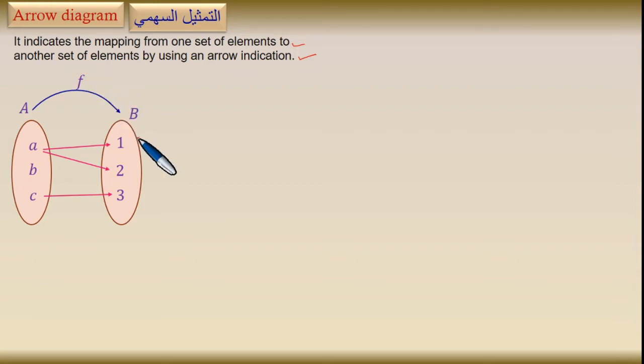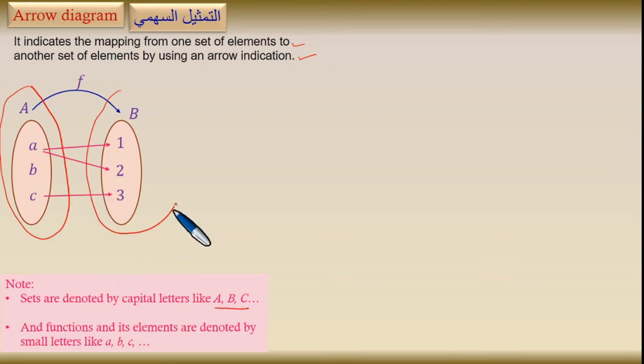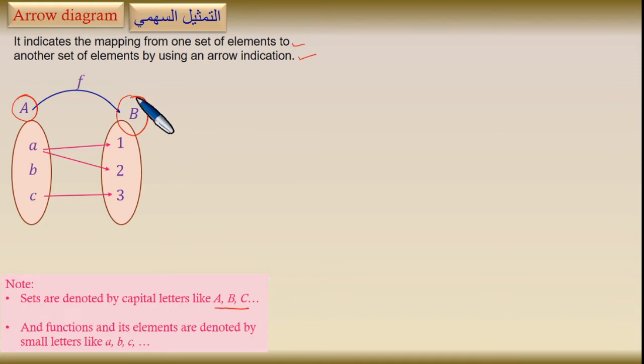So here you have to note that sets are denoted by capital letters A, B, C. So this is set A, this is set B. Sets are denoted with capital letters like A and B, and functions and their elements are denoted by small letters. Like this, the function f, which we denote by a small letter, and its elements, these are the elements of the set A, so we denote them with small letters a, b, c.